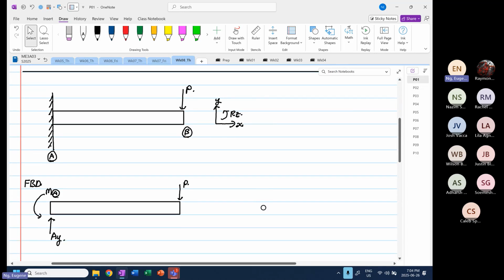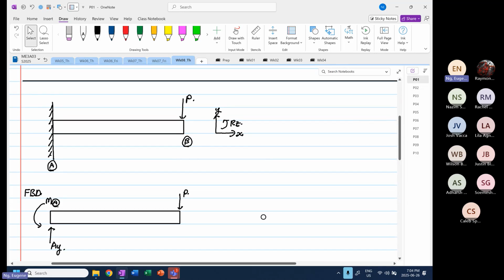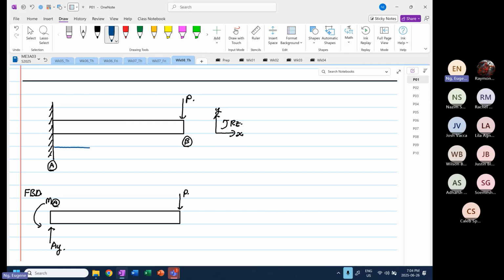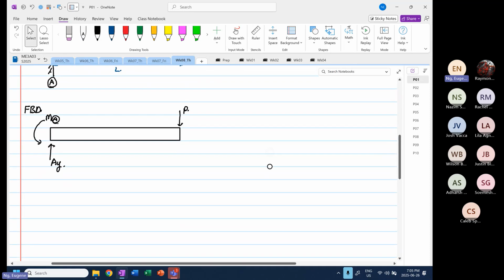So if you look at this structure, which is a cantilever beam, I'm going to specify we have a length over here, and our length is L. And we know that over here, failure will occur at point A. And why will failure occur at point A?